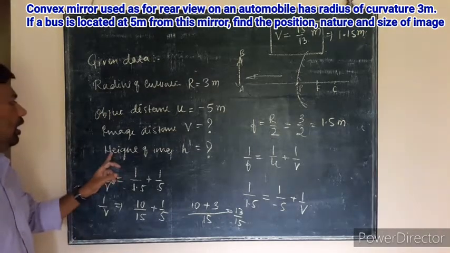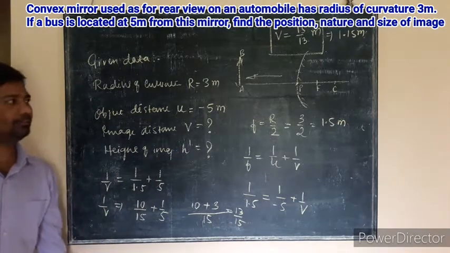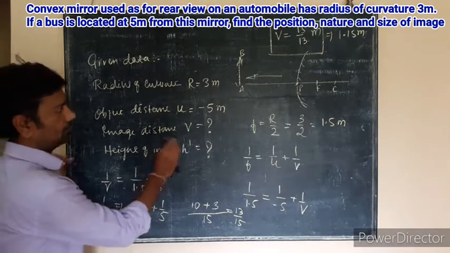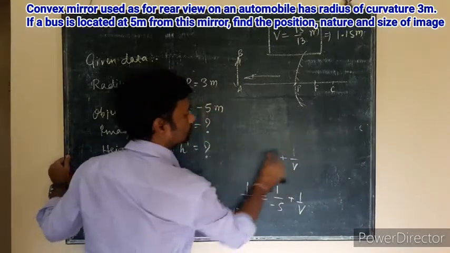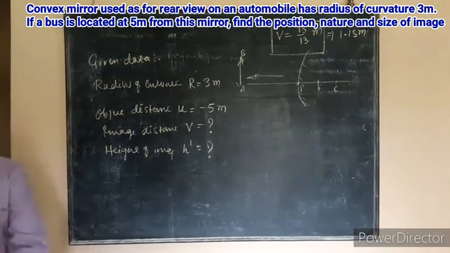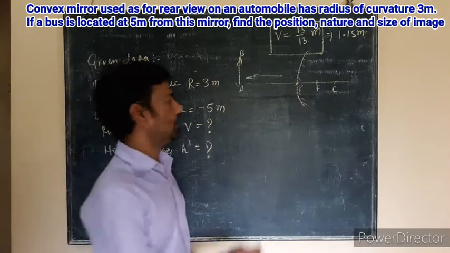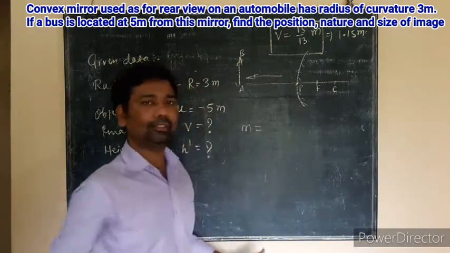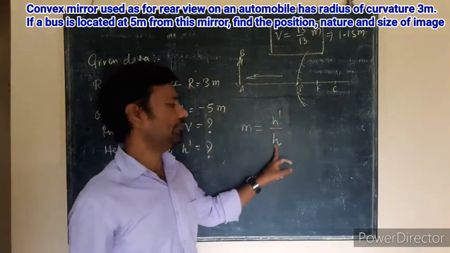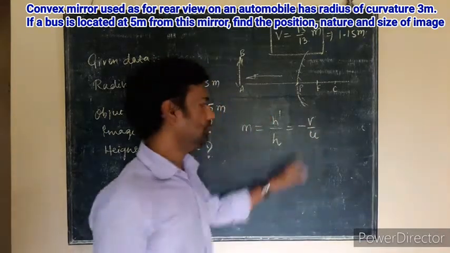Now you need to look into the height of the image. H dash you need to find. To get the height of an image, we should know about magnification. Magnification, M is equal to what? H dash divided by H, that is height of the image to the height of the object. Or you can write this as equal to minus V divided by U, I said. So you can relate this.